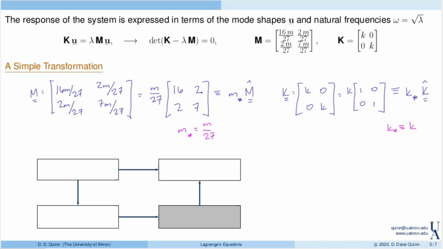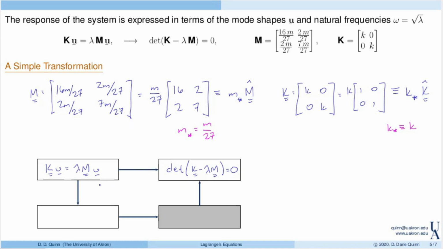M hat is just this numerical matrix here. K hat is this numerical matrix given here. And they don't have any parameters in them. All the parameters are inside these k star values. So how does that affect the eigenvalue problem? Well, the eigenvalue problem was K u equals lambda M u. And what we really want is to solve the determinant of K minus lambda M equals 0.